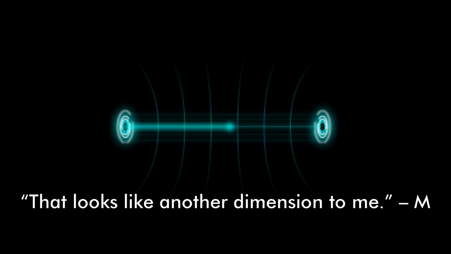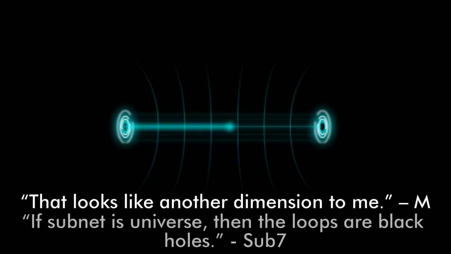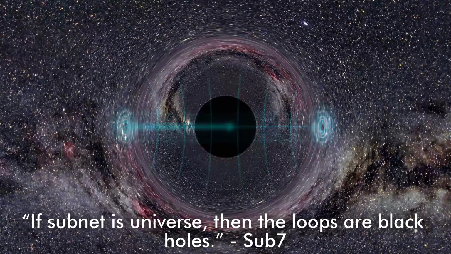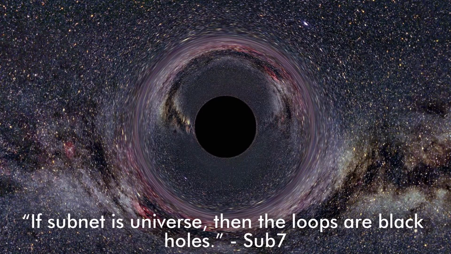Since there is meant to be no space between opposite ends of a karma portal, the loop therefore must be a different version of space. This plays into the part of one of Mateus's posts that says, "That looks like another dimension to me." And it also gives credit to this short note in Submachine 7. If the subnet is the universe, then the loops are black holes. And if loops are black holes, then they cannot possibly be true locations of space in the subnet. A location is like a ball in a room.